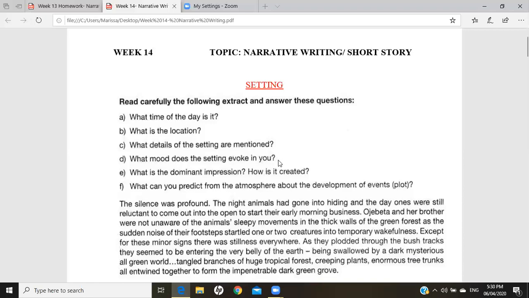Good. Letter D says, what mood does this setting evoke in you? So, Marie, what mood does this setting evoke in you? From reading all of this, what mood does it evoke in you? How do you feel? And if Marie is unable to answer, the next person would be Hema. What mood does the setting evoke in you? So when you read the setting, you read the descriptions that the writer is painting here for you, how do you feel?